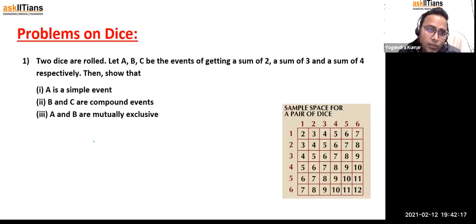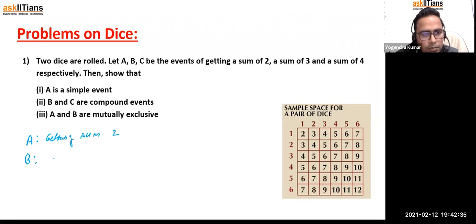Right, now problems on dice. We have 2 dice rolled. Let A, B, C be the events of getting sum 2. So A is what event? A is getting sum 2. B is getting sum 3. C is getting sum 4. Then show that A is a simple event. Right, we need to show that A is a simple event.